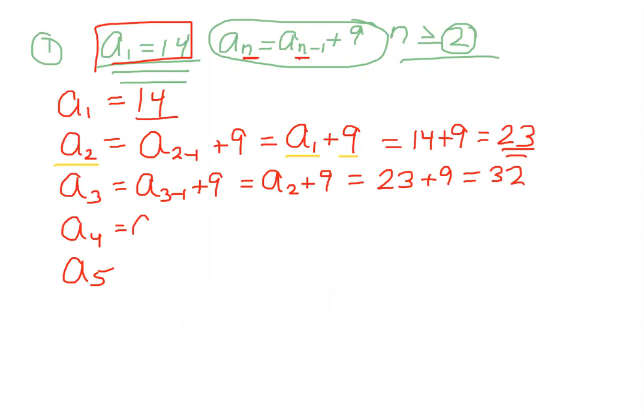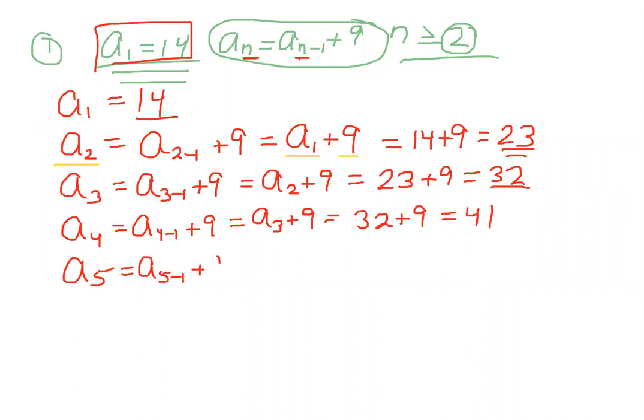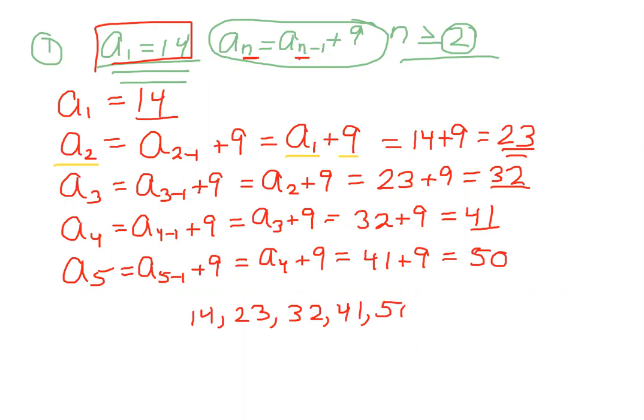For a4, we'll put a 4 in, and we'll get a3 plus 9. And what is a3? We just found it. So 32 plus 9 is 41. And then for a5, it's going to be a4 plus 9, and a4 was 41 plus 9, which equals 50. So the first 5 terms of this sequence are 14, 23, 32, 41, and 50.